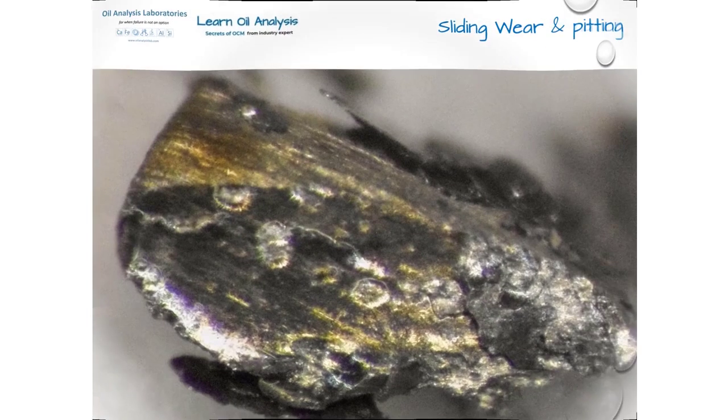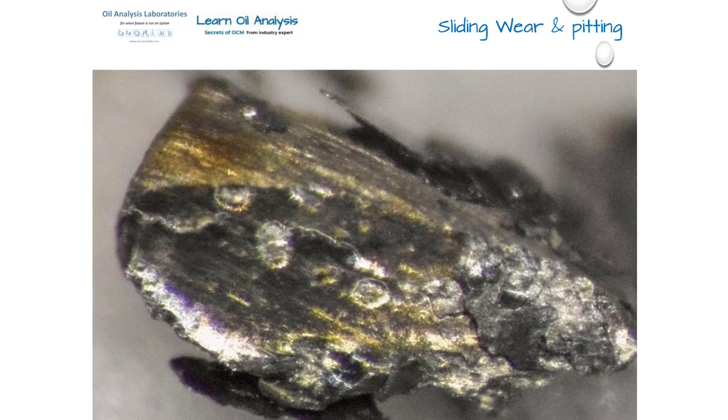On screen now you can see a particle of sliding wear, which if you look closely you can see it has almost a grain effect to the particle. These parallel lines, called striations, are caused by two surfaces sliding against one another.